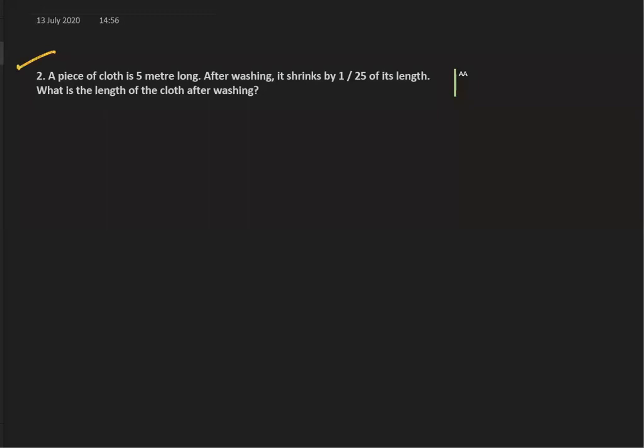Question second says a piece of cloth is 5 meter long. After washing it, it shrinks by 1 upon 25 of its length. What is the length of the cloth after washing? Students, suppose you are having a cloth, okay? Suppose this is the cloth, and now after you washed it, it shrinks.